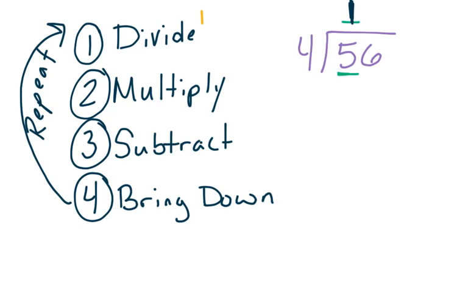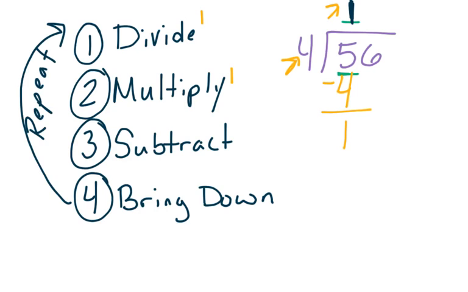That's step number 1. Step number 2 is to multiply. When I multiply, I'm going to multiply my divisor times the number I just put on top. So 4 times 1 is 4. Now I subtract.